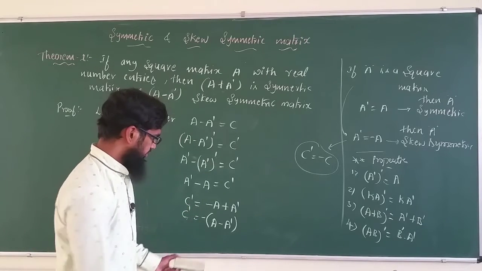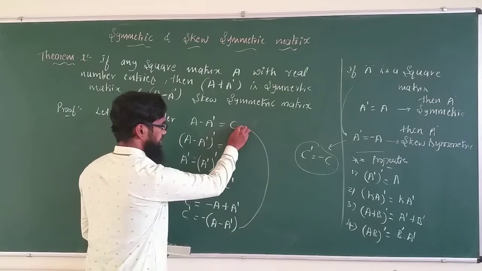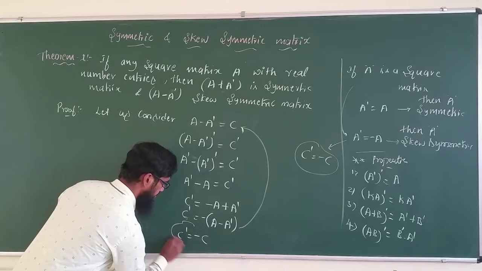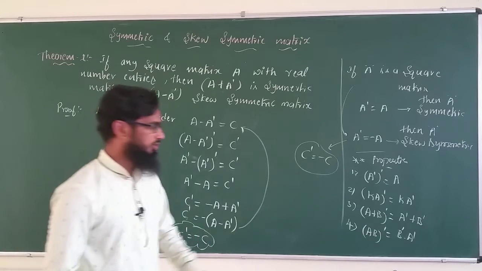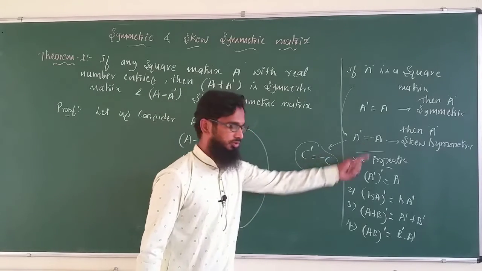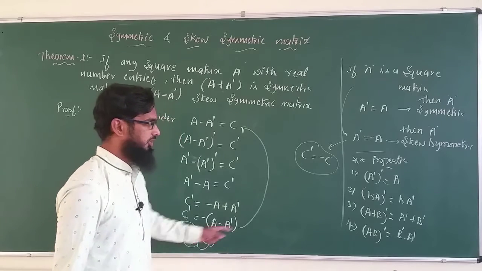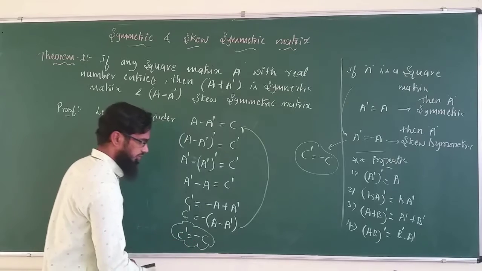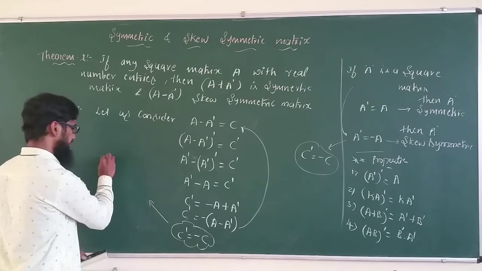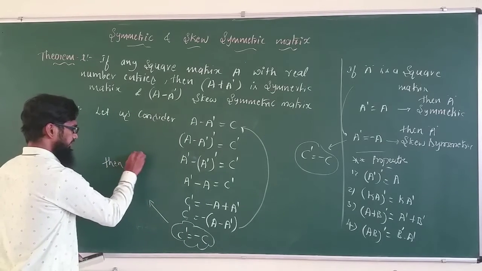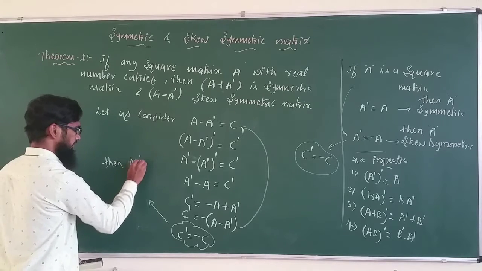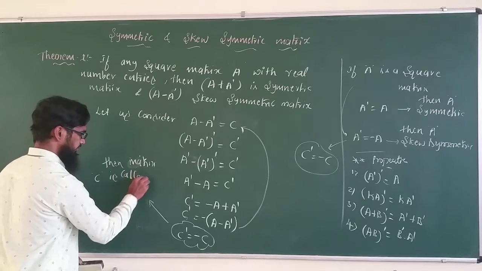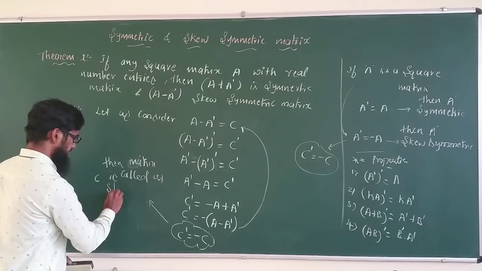So now you just compare this one, this is the original matrix C here. When we compare, C dash is equal to minus C. If you just compare here the original definition, C dash is equal to minus C, like A dash is equal to minus A. So then the given matrix C is called a skew symmetric matrix.